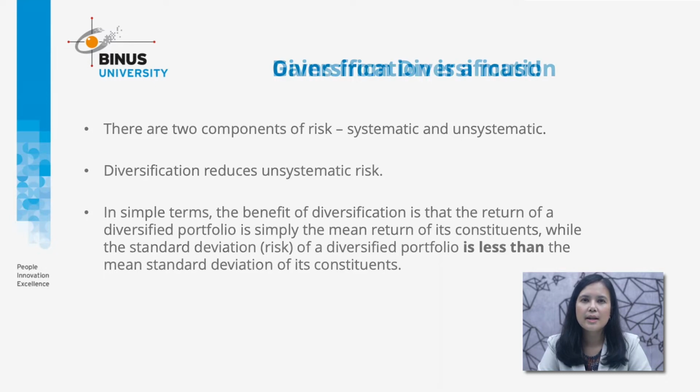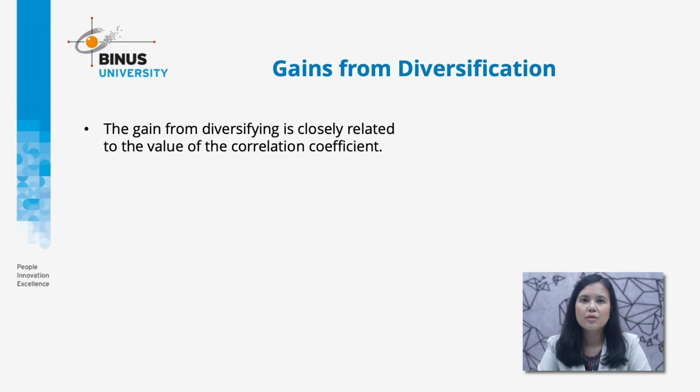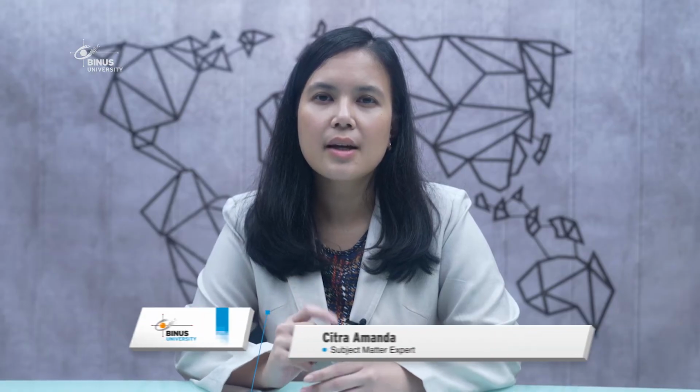Next, we are talking about gains from diversification. The gain from diversifying is closely related to the value of the correlation coefficient. A correlation coefficient of 1 indicates a perfect positive correlation between the prices of two stocks, meaning the stocks always move in the same direction by the same amount. By spreading the investment across different assets, it is less likely to have the portfolio wiped out due to one negative event impacting that single holding. Instead, the portfolio is spread across different types of assets and companies, preserving capital and increasing risk-adjusted returns.